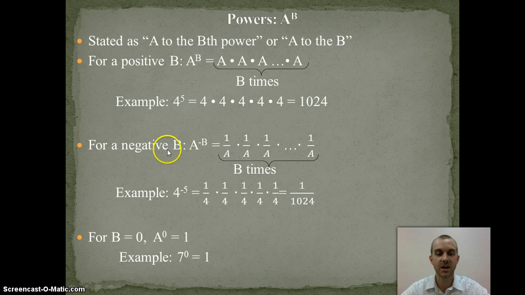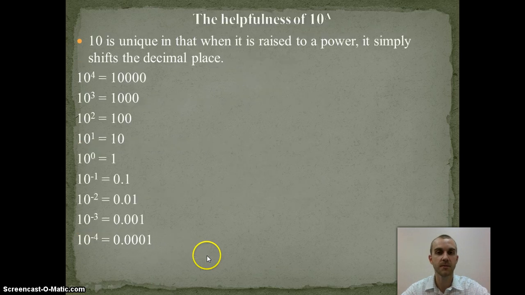Now, when I have a negative b, that means I need to take my base and turn it into a fraction, 1 over my base. So when I have 4 raised to the negative fifth, that becomes 1/4 times 1/4 times 1/4 times 1/4 times 1/4. So there's the big difference. Pay attention, positive and negative exponents. And then if my exponent is 0, anything raised to the 0 power is always 1. So 7 raised to 0 is 1.